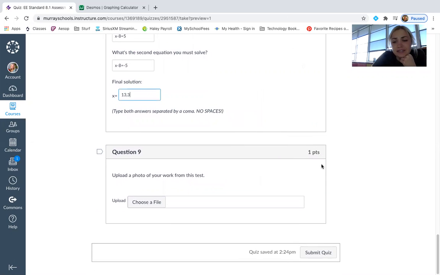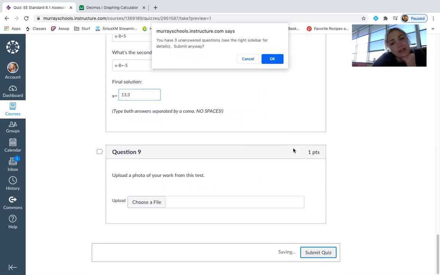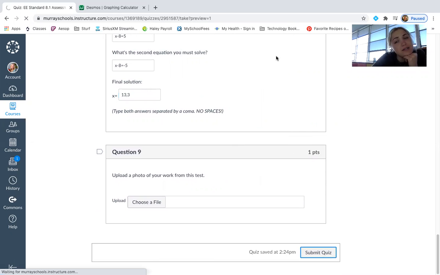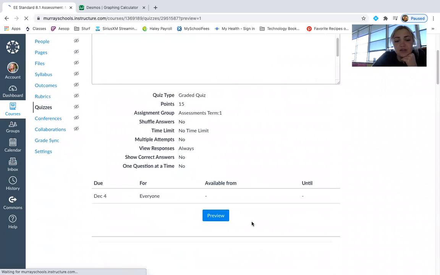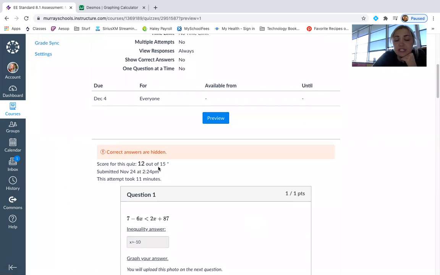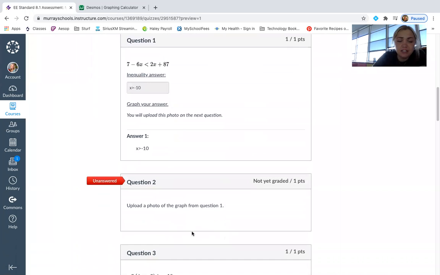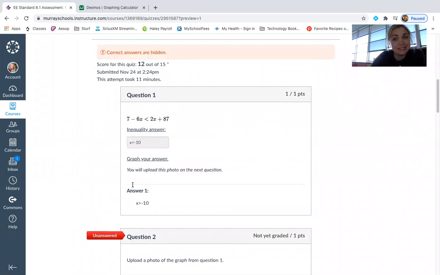Number 9 is asking you to upload a photo of your work. So right now, if I submit this all, I should hopefully get 3 wrong because I didn't submit any pictures for those 3. And it should give me a 12 out of 15, which it did, which means that these ones are marked correct. The ones that would be marked incorrect are the ones that I didn't answer.